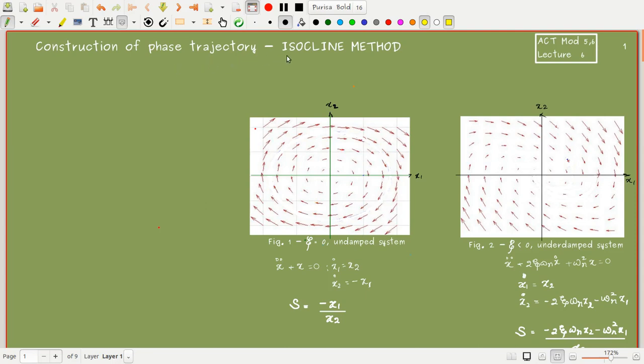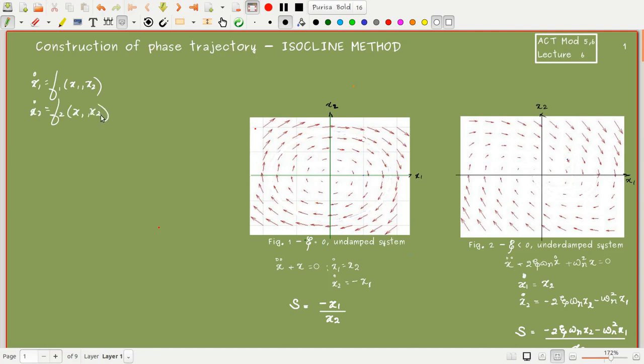So we see here the isocline method. Here we will also see the delta method. There are other methods also, but we will be discussing these two methods here. For that, initially we will consider the general form of the equation, that is x1 dot is equal to f1 of x1 comma x2, and x2 dot is equal to f2 of x1 comma x2.